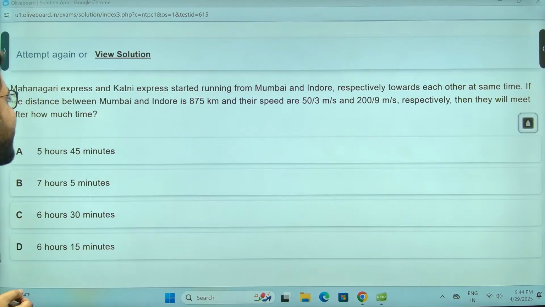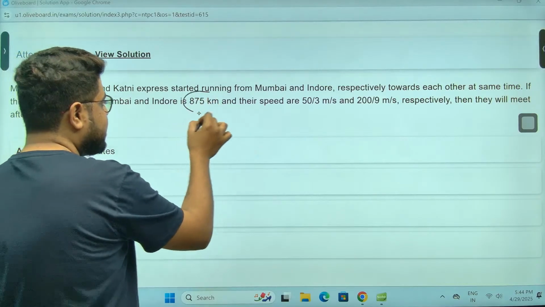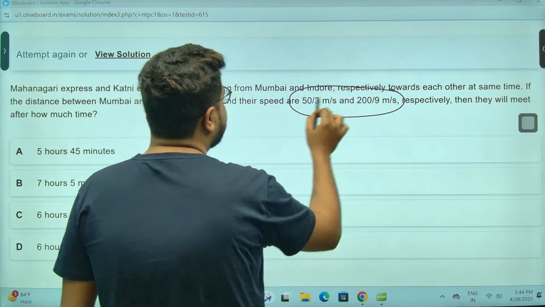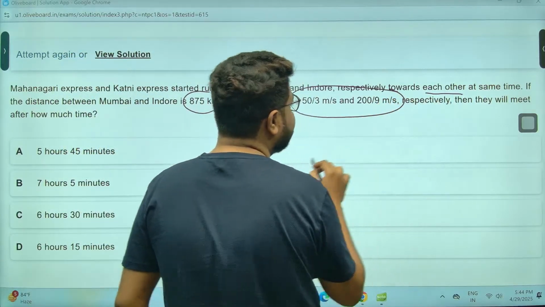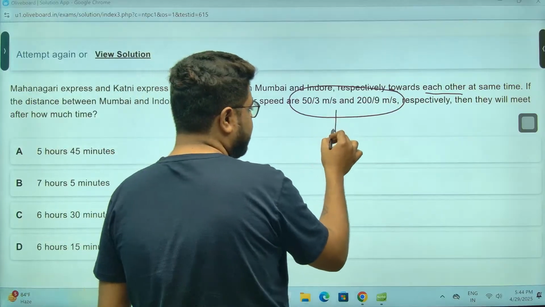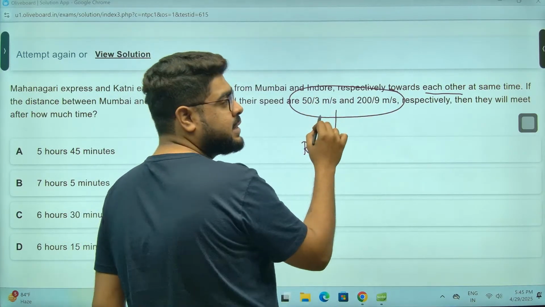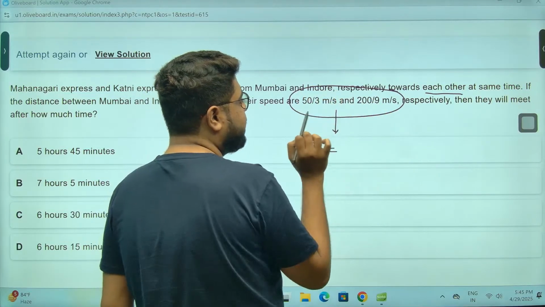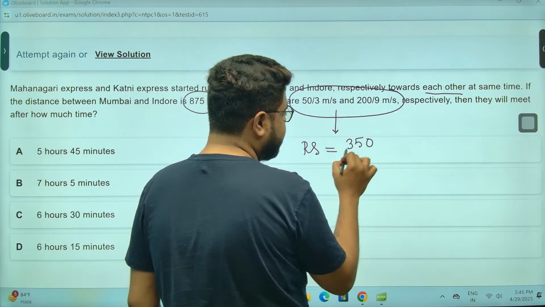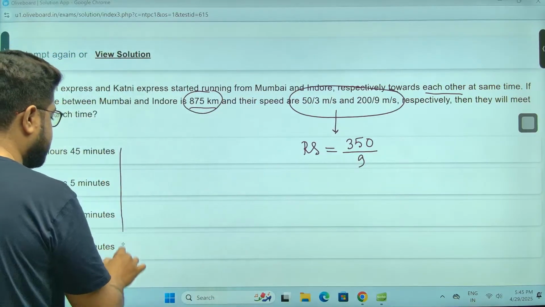Mahanagari Express and Katni Express started running from Mumbai and Indore respectively towards each other at the same time. The distance is 875, and these are the speeds. This is a relative speed question. Towards each other means it will be the sum. They will meet after how much time? First of all, relative speed will be addition, 50 by 3 and 200 by 9. So this is 150 by 9, and the relative speed will be 350 by 9. But everything is in kilometers and the options are in hours.